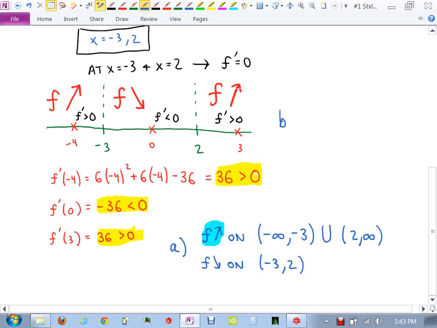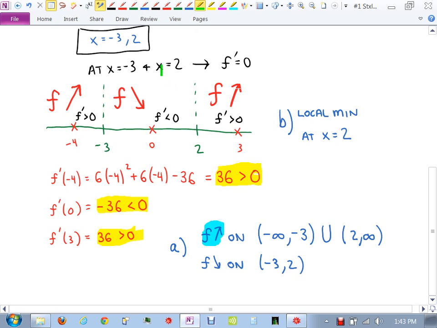Now, I'm going to answer part B above this. For part B, where's my local min and where's my local max? So let's talk about local min first. Where does it happen? At x equals 2, right? That's where it happens. That's where I have a local minimum.